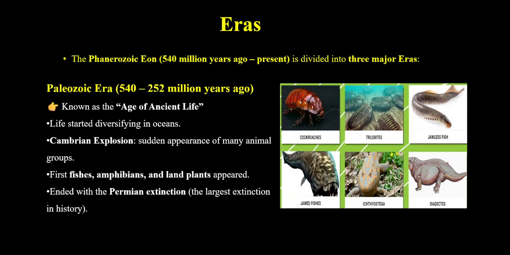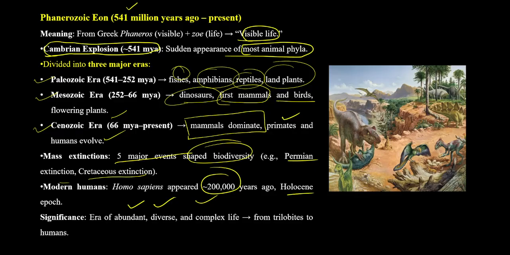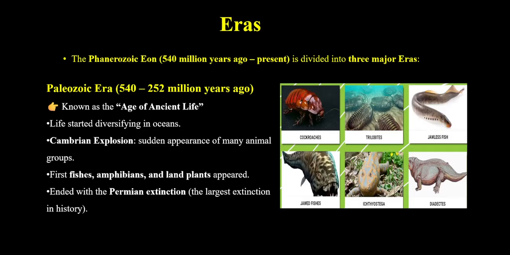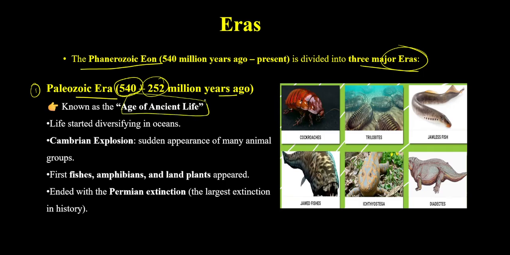Coming to eras, we have also discussed in earlier slides that the Phanerozoic Eon is divided into three eras. The same thing is mentioned over here. First is the Paleozoic era, which existed 540 to 252 million years ago. This particular era is known as the age of ancient life.